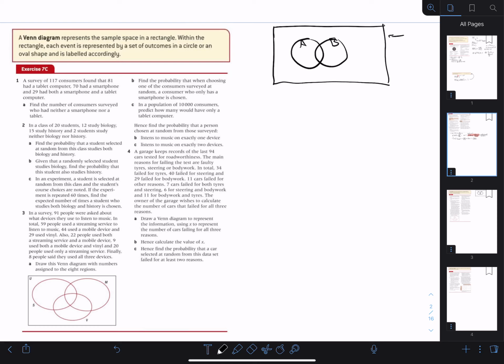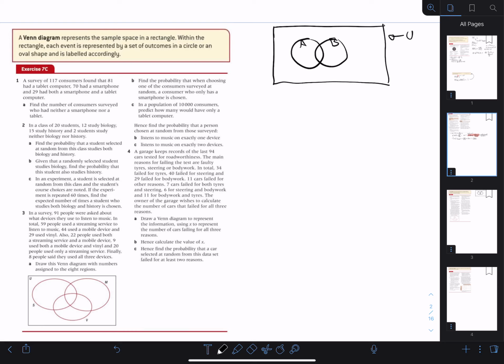The box is the universal set, so everything must be contained within this box. If it's the probabilities that you're writing down, everything in there has to add up to one. If it's the items that you're listing, then your Venn diagram has to total up to the total number of things that you're counting.